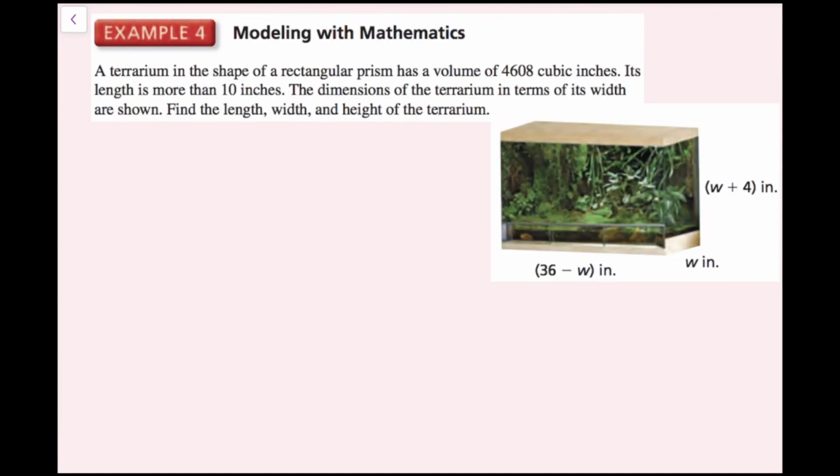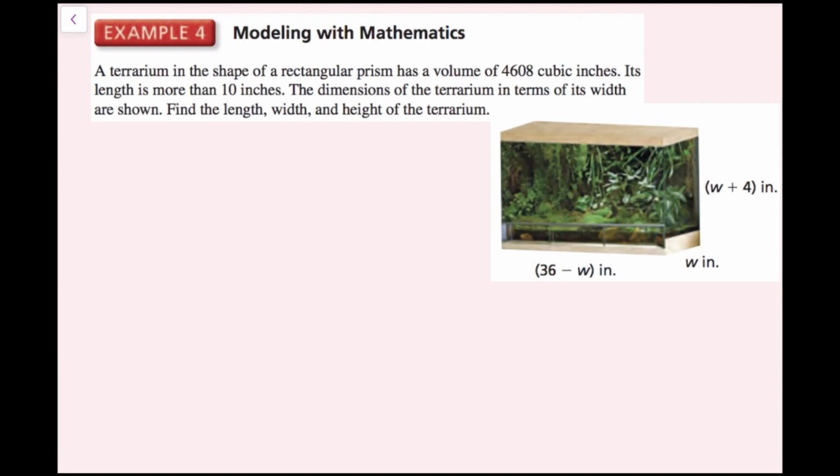For example 4, a terrarium in the shape of a rectangular prism has a volume of 4,608 cubic inches. Its length is more than 10 inches. The dimensions of the terrarium in terms of its width are shown. Find the length, width, and height of the terrarium.